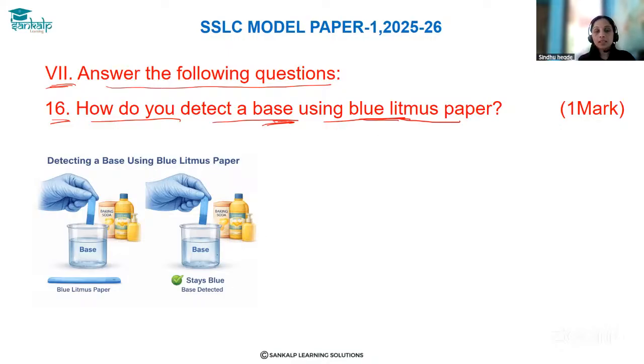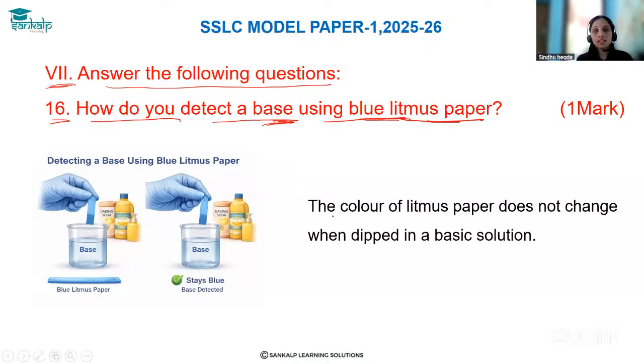Okay. See, when you dip blue litmus paper in a base, it does not change its color. That indicates that it is a base. So the answer is the color of litmus paper does not change when dipped in a basic solution. So this way we can detect a base using blue litmus paper. Thank you.